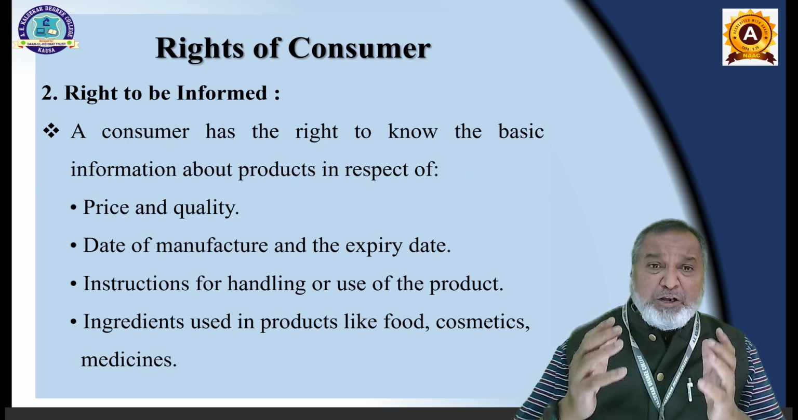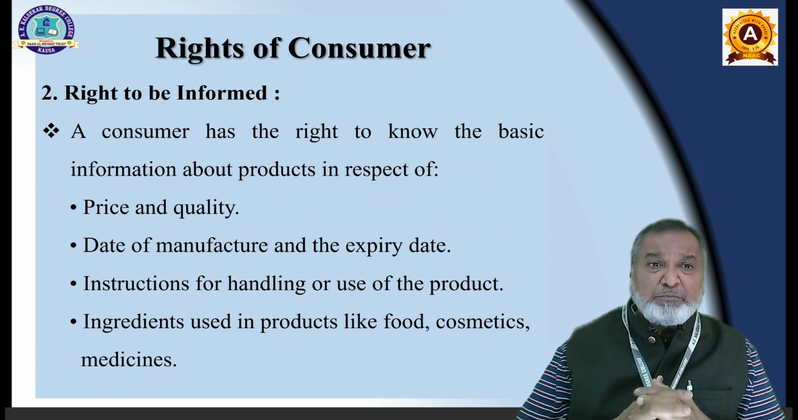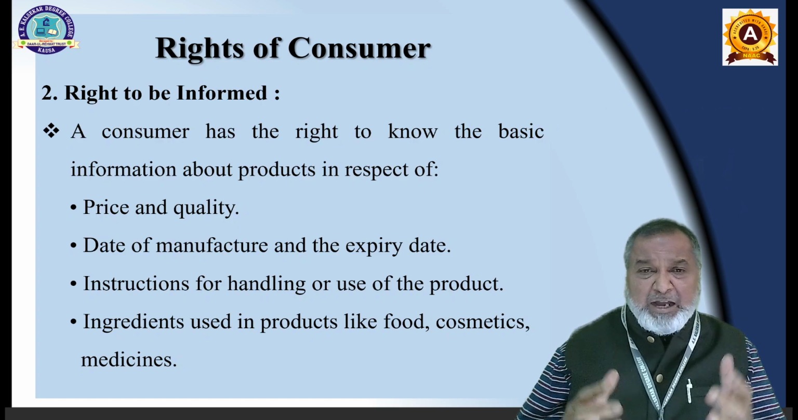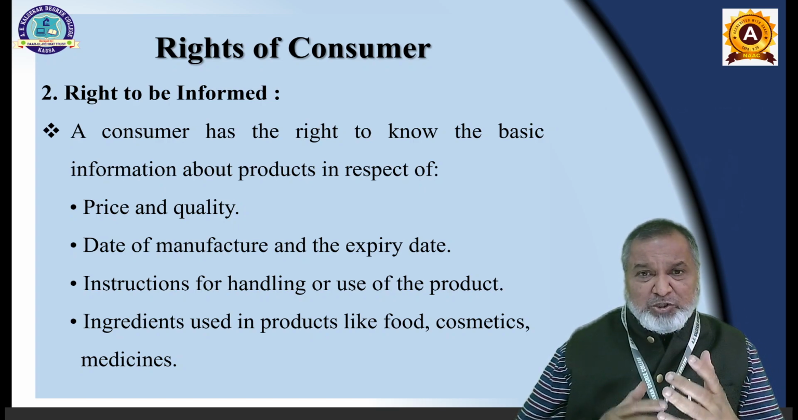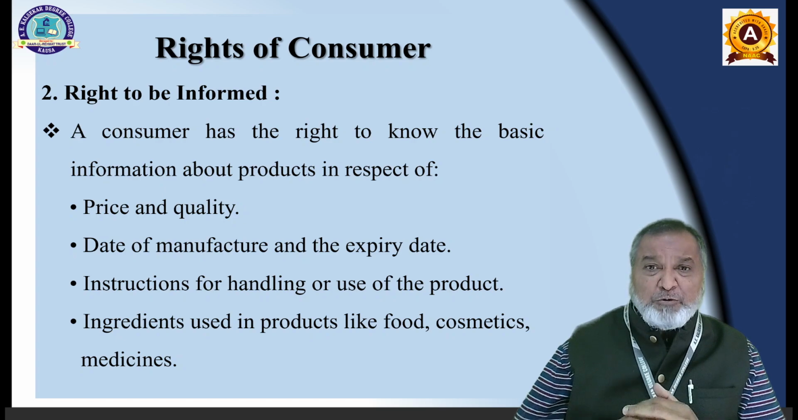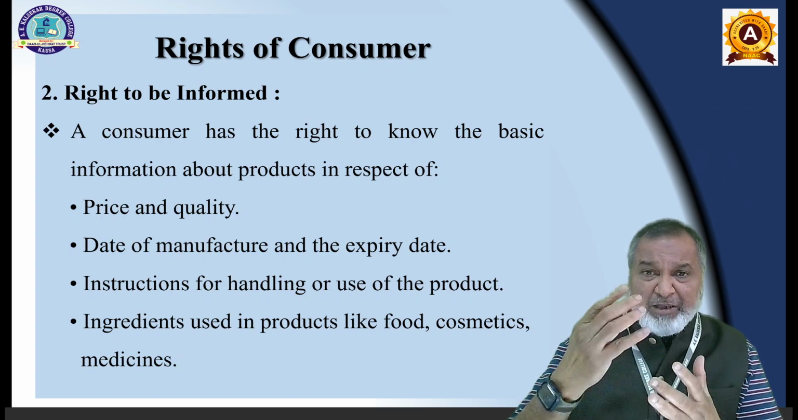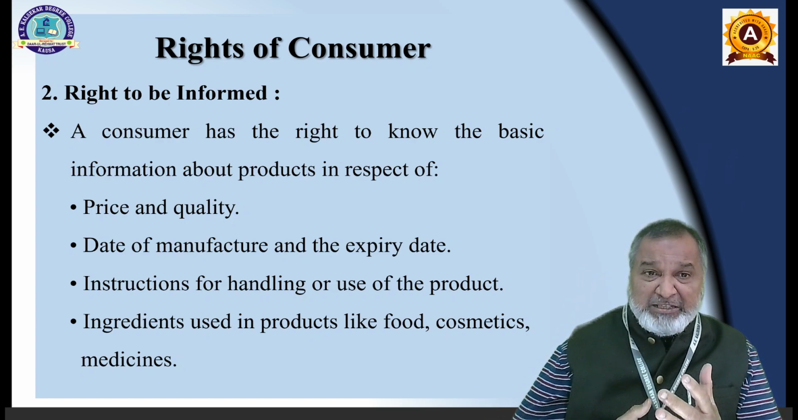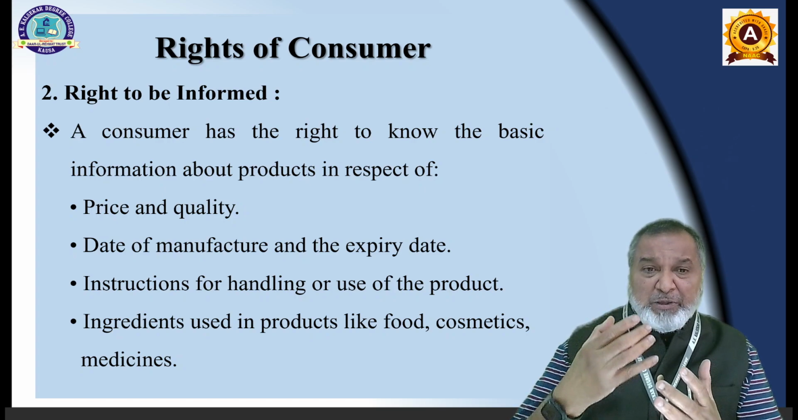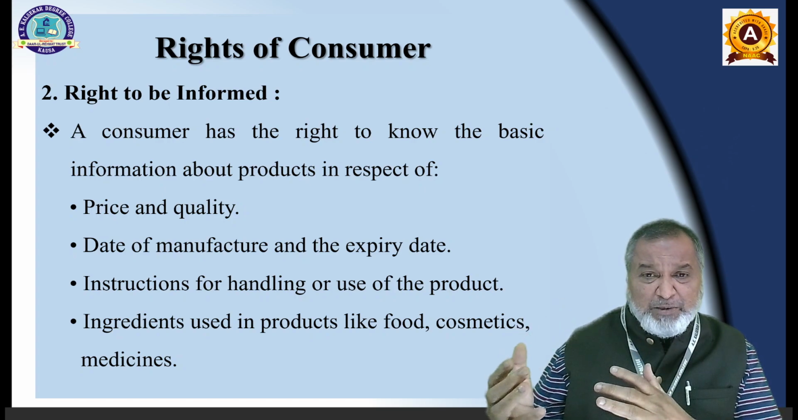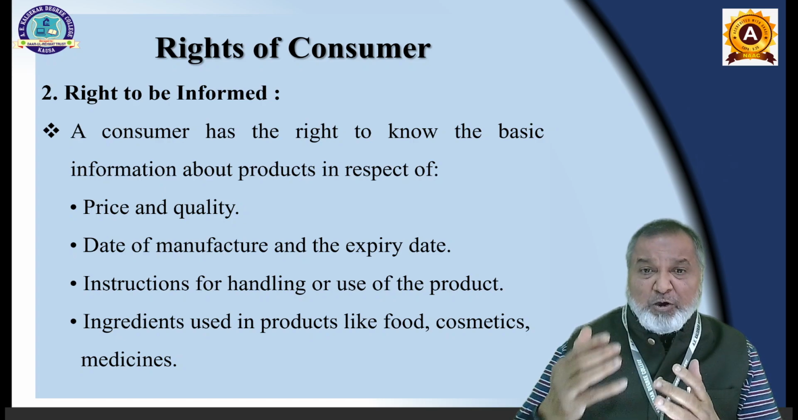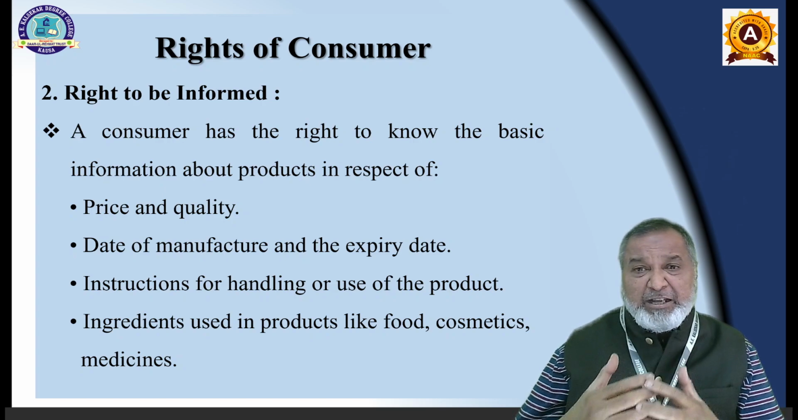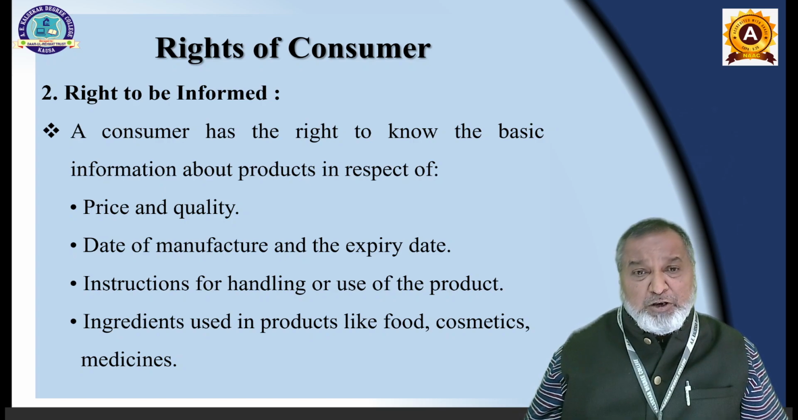Second one, right to be informed. A consumer has a right to know the basic information about the product. So whenever you buy any packaged material, whatever information is on the package, before purchasing you have to see the purchase price, the quality, the date of manufacture, and when it is going to expire, then instructions for handling or use of the product, and ingredients used in products like food, cosmetics and medicine. This is very important.